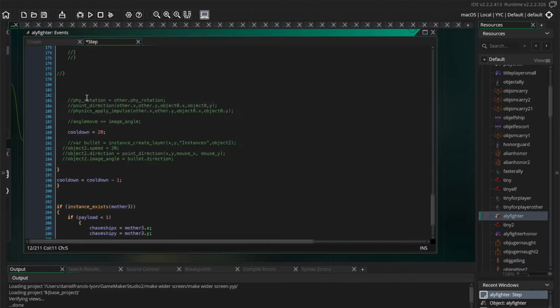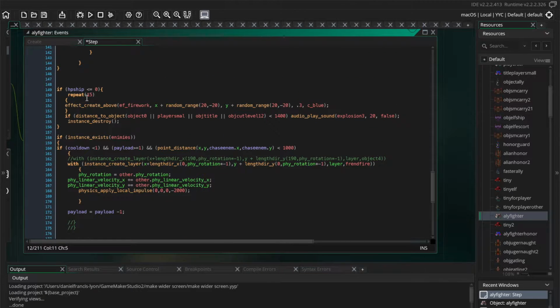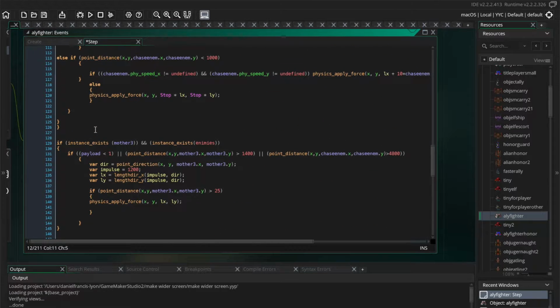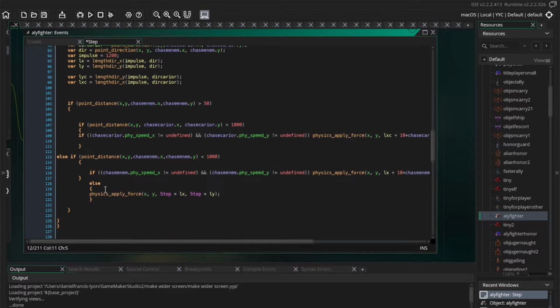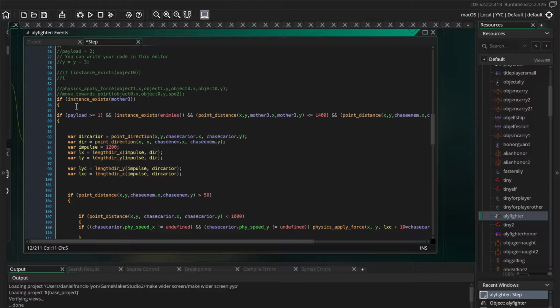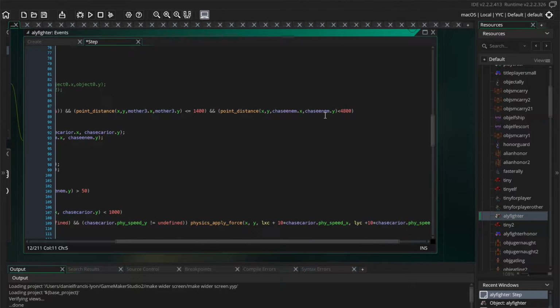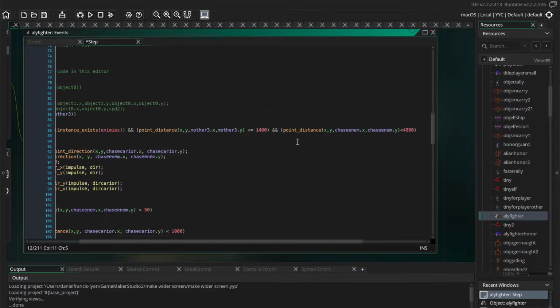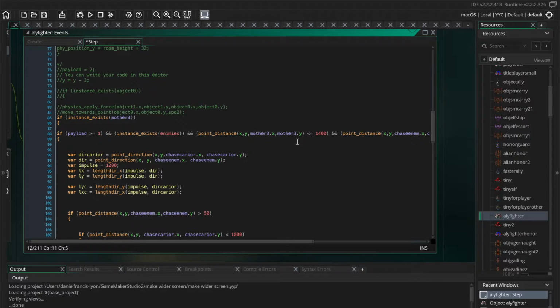And then as soon as it has reloaded, let me go back here. As soon as it has reloaded, it's going to call this again, because it's going to say, oh, I have payload greater than 1. Enemies exist. I'm not farther than this from the mothership because I just reloaded. And then assuming other enemies aren't this far away, it's just going to go back to engaging the enemies. So this ship goes towards an enemy, fires twice, goes back towards the mothership, reloads, goes towards the enemy, fires twice, goes back towards the mothership, and reloads.